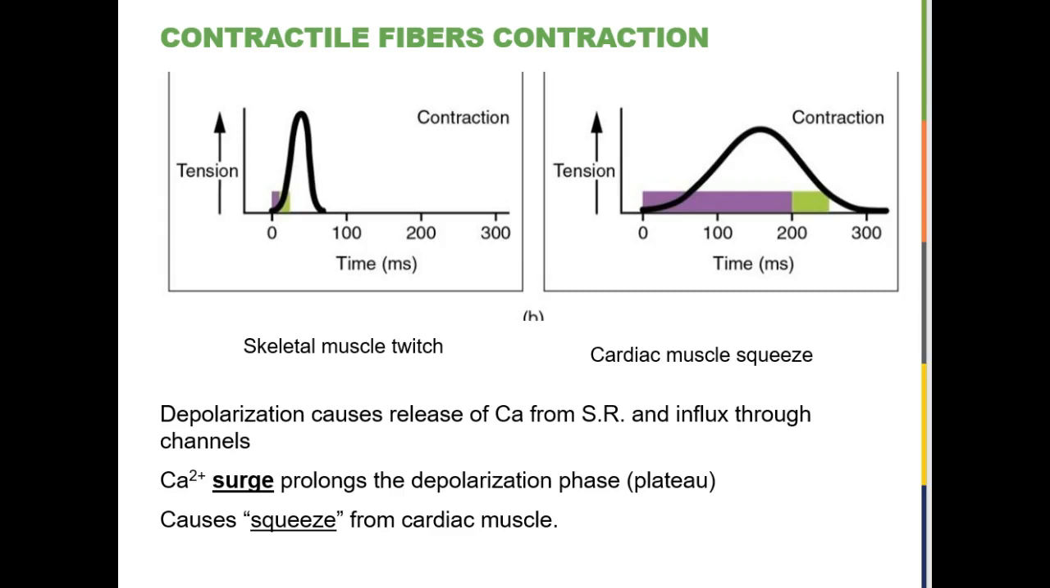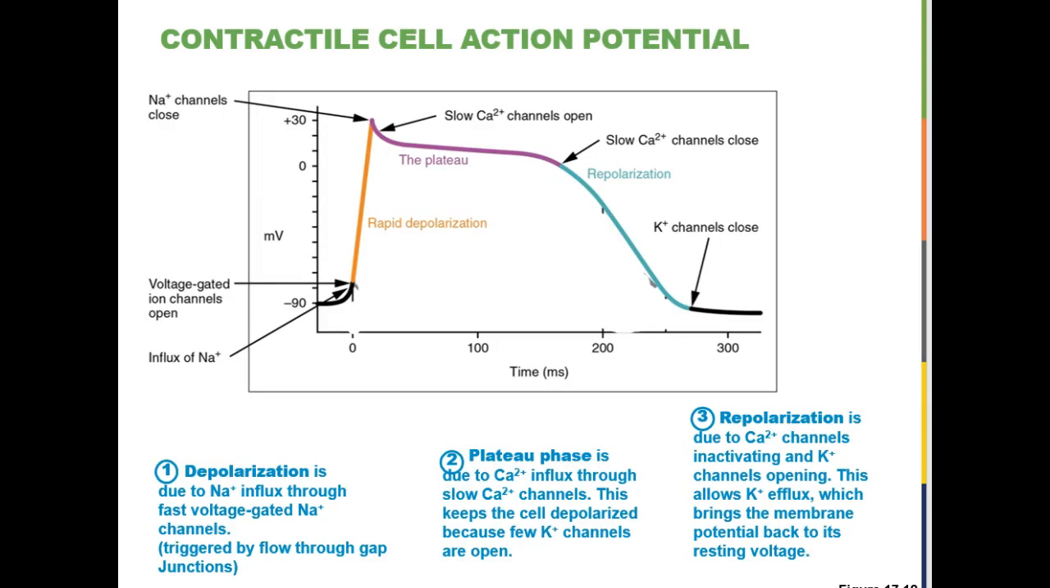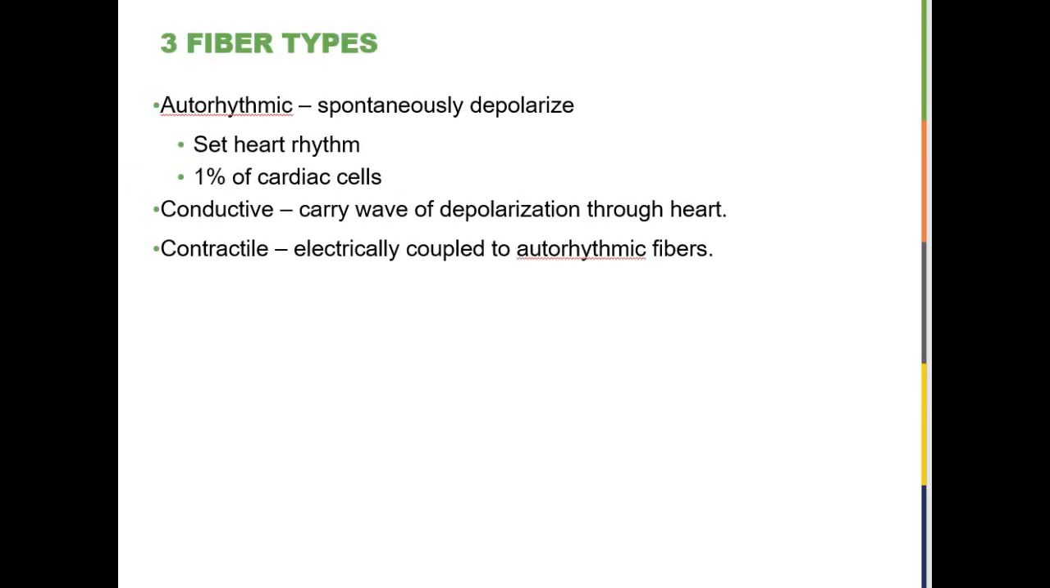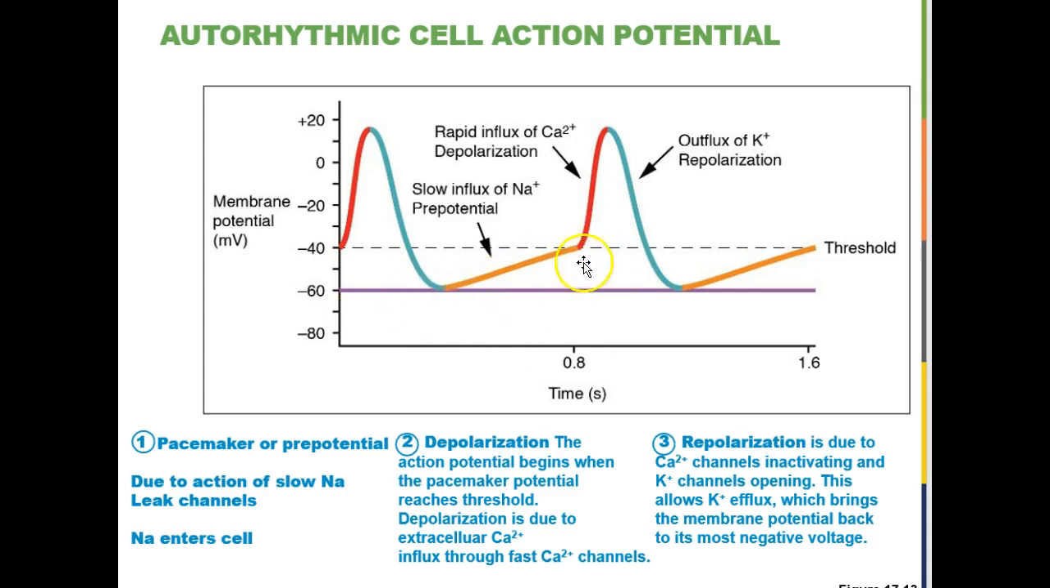Now what we're going to talk about is what happens in the heart as this action potential travels through the cells of the intrinsic conduction system. We are not going to go over exactly what the action potential in the intrinsic conduction system would look like. We're going to assume it's going to look something like this, because the conductive fibers are not autorhythmic, so they're not going to have the pacemaker or prepotential that you see here.